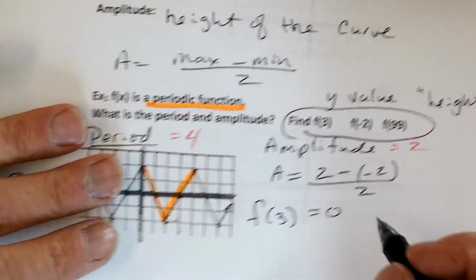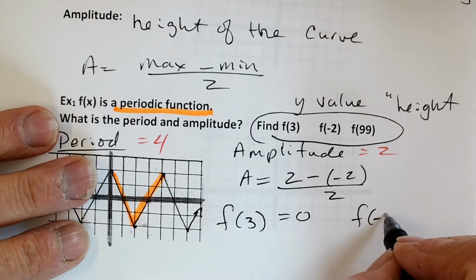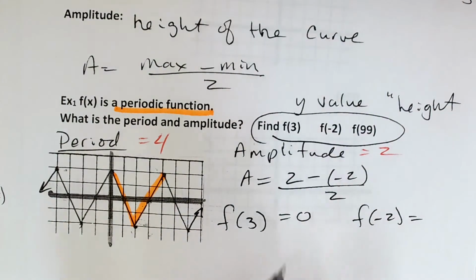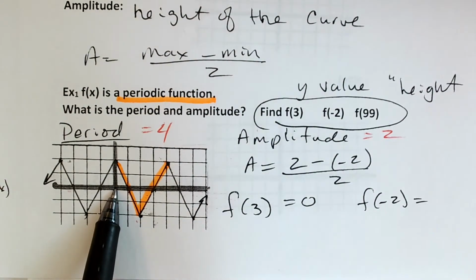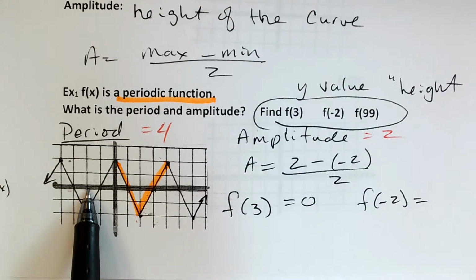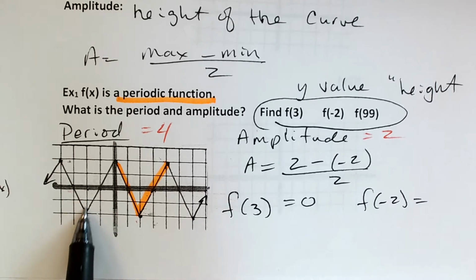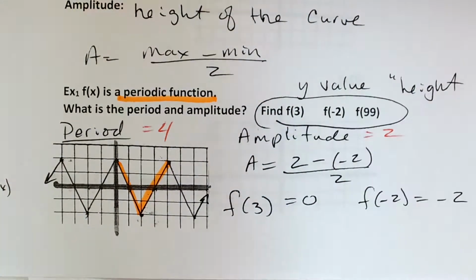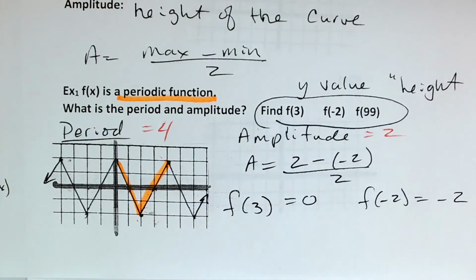f of negative 2. All right, well, f of negative 2, I'm going to go back. 1, 2, there's x, there's negative 2, right? What's the corresponding height? Negative 2. This is pretty easy, right? Thumbs up so far, you guys? You with me? Not too bad.